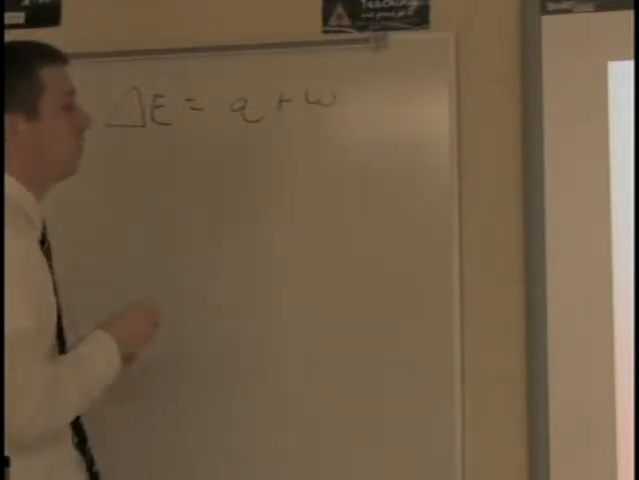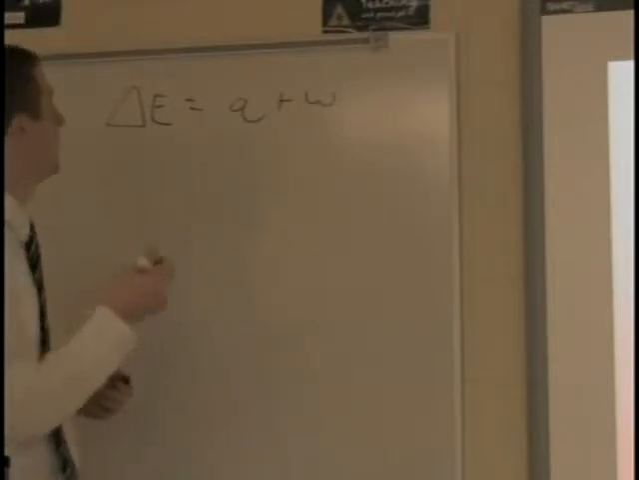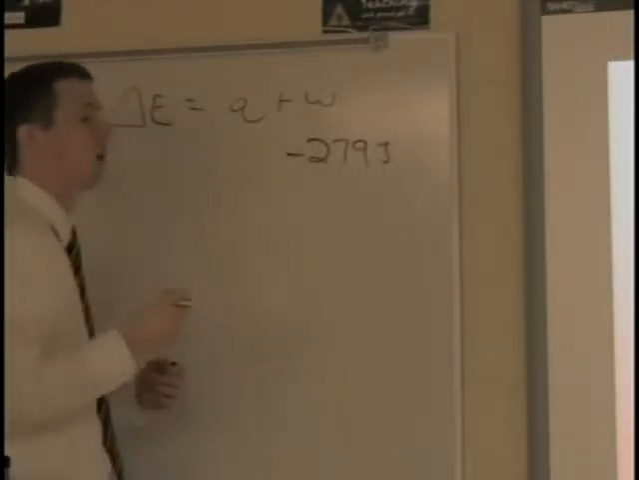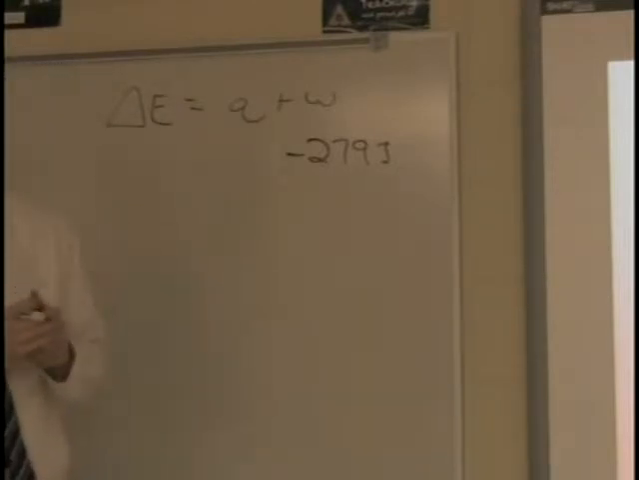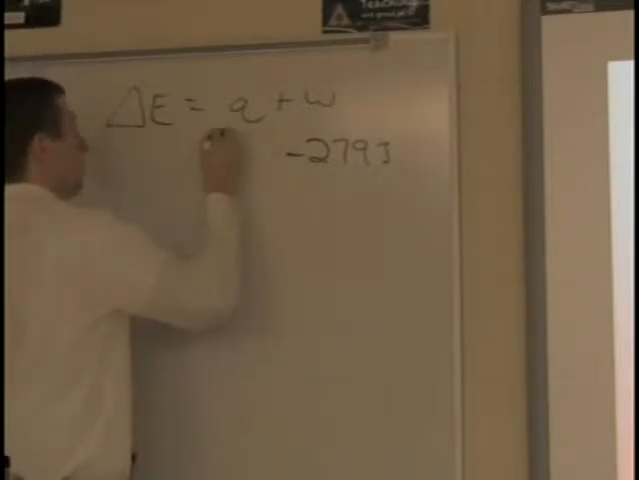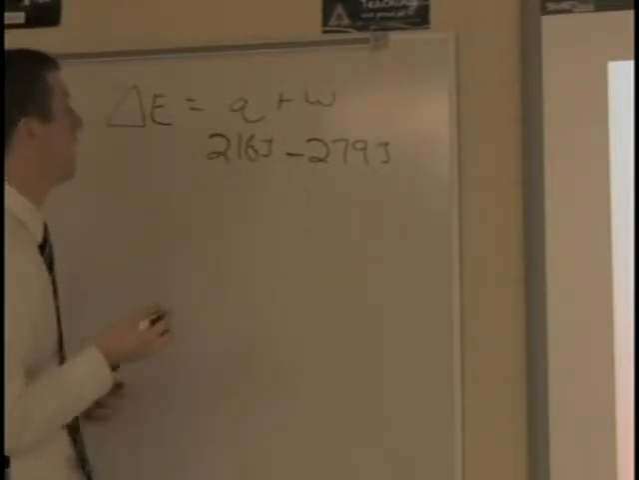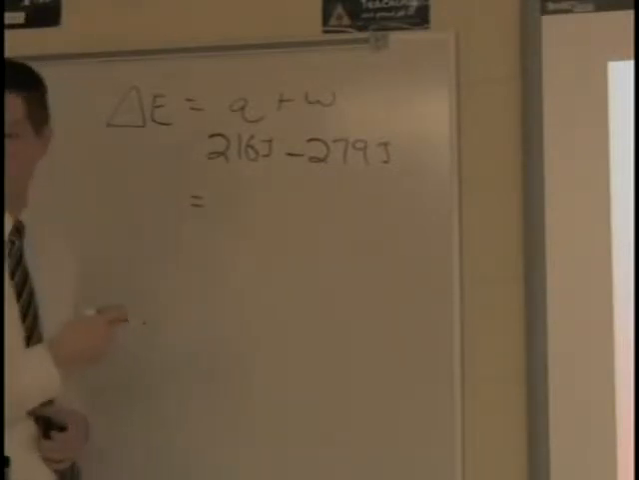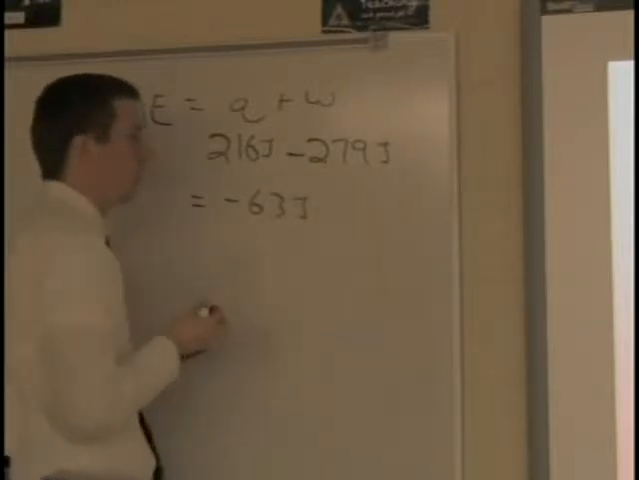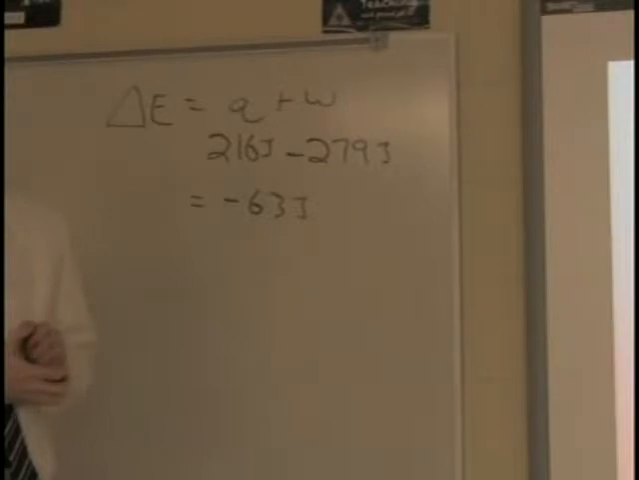So a gas does 279 joules of work on the surroundings means that's a negative 279 joules because it is doing work onto the surroundings or giving off work. At the same time, the question says it's absorbing 216 joules of energy. So this is 216 joules. So 216 joules minus 279 joules means the total change in energy is a negative 63 joules. So in other words, the system is losing 63 joules of energy overall.